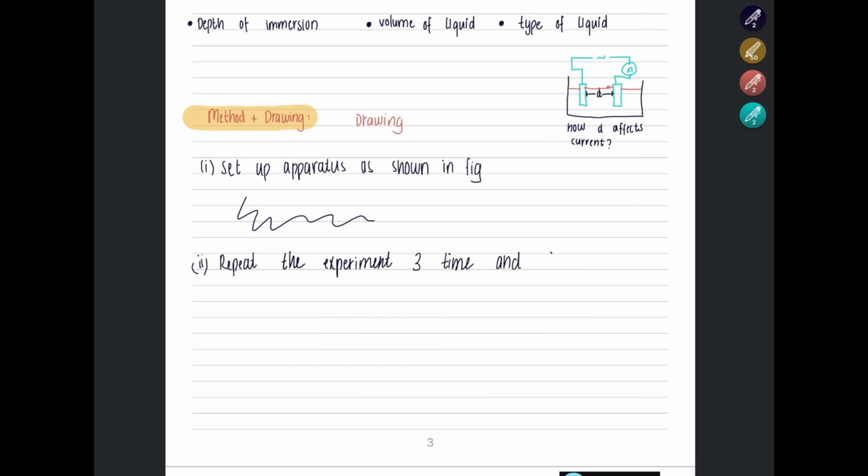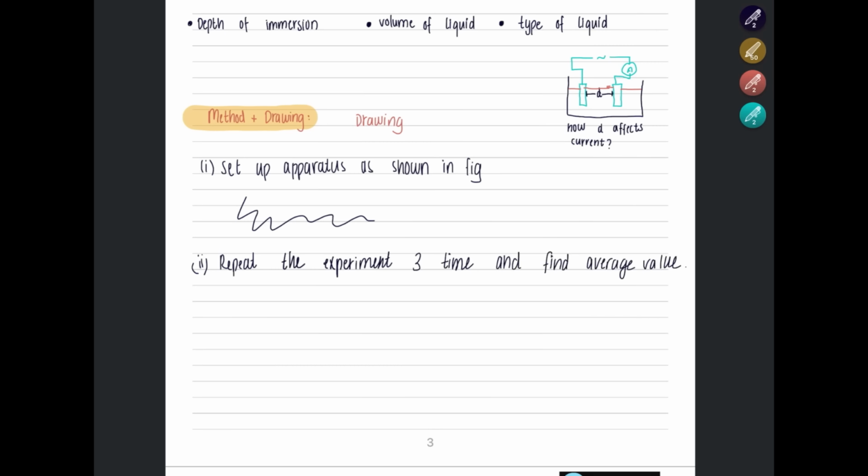So if you are drawing, the first step would be set up apparatus as shown in the diagram. And then you will write down your steps according to the question. Then you will say repeat the experiment 3 times and find the average value.